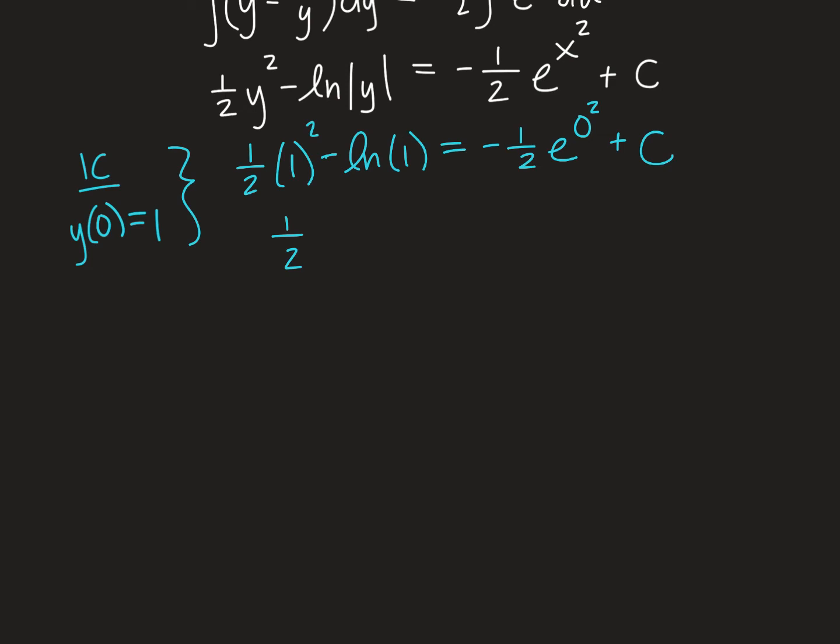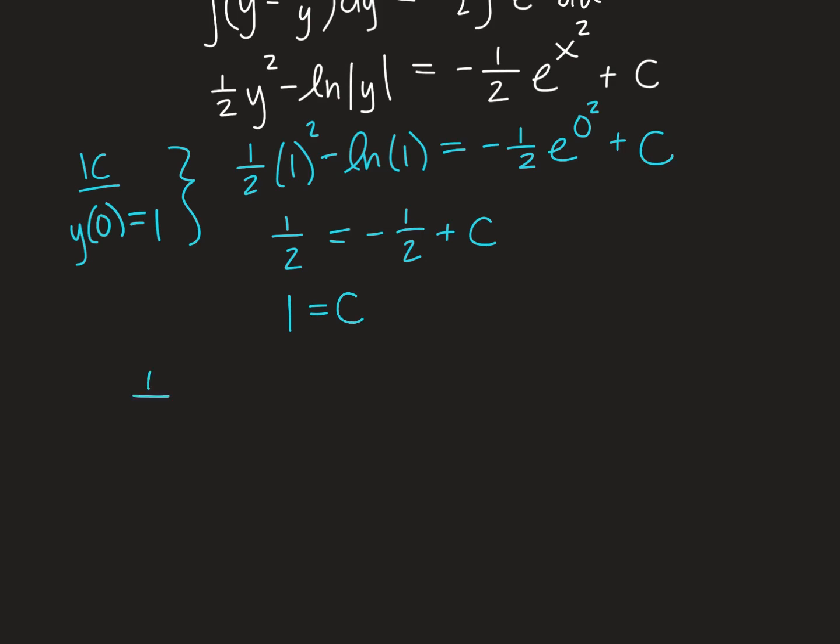This gives us 1/2. The natural log of 1 is 0. E to the 0 is just 1. Be careful here with solving for c. A lot of us will get to a situation like this and then get the wrong answer for c. This is like the simplest part, but that's why it's so easy to mess up. We're going to add 1/2 to both sides to get that c is 1.